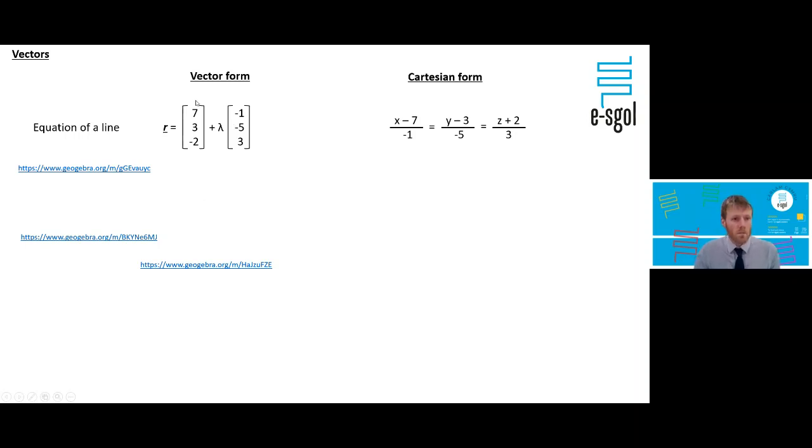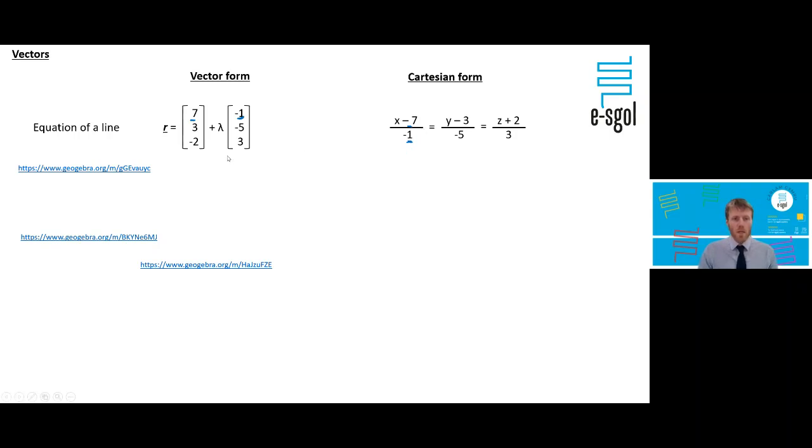Now, on the top here, we have the equation of a line in vector form. You need to be able to convert it to Cartesian form, and I've done that on the right hand side, so you might need to go away and revise that, but you can see the 7 here has turned into a -7 here, and the -1 here is remaining as a -1 there.